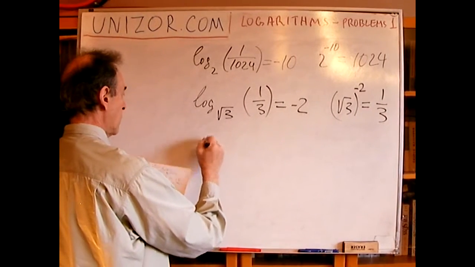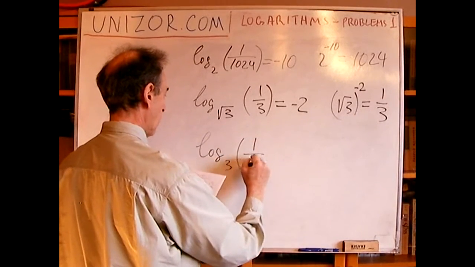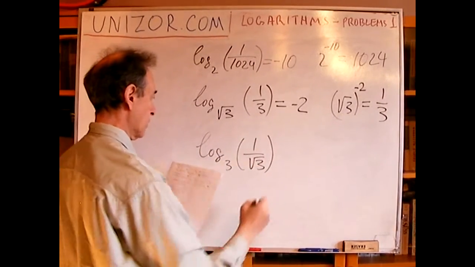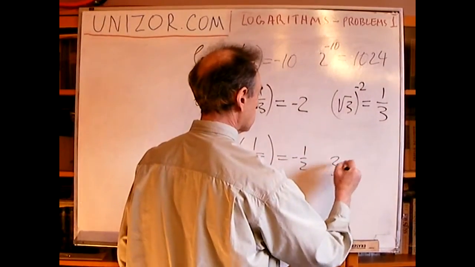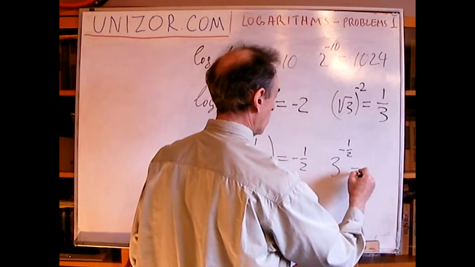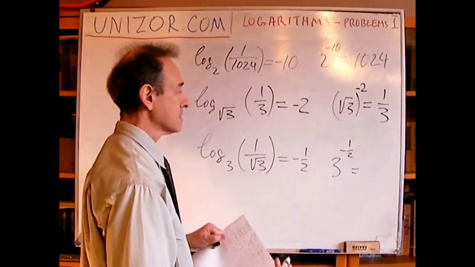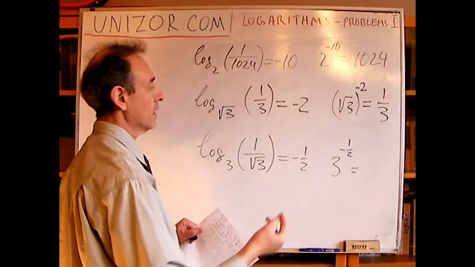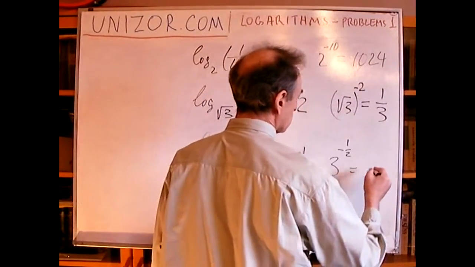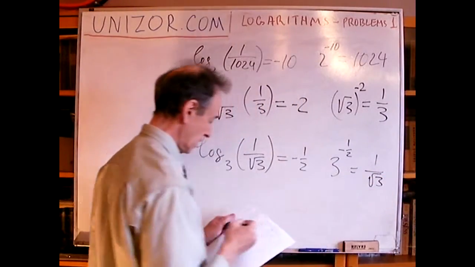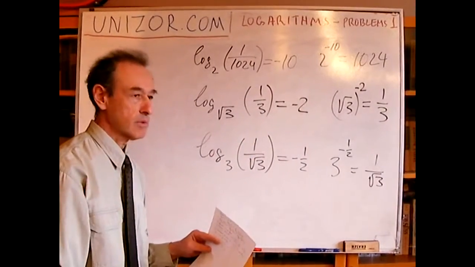And the last one in this series, log base 3 of 1 over square root of 3 is equal to -1/2. Well, let's do this. 3 to the power -1/2. What is it? Well, 3 to the power of -1 would be 1/3, and then 1/2 means square root. So it will be square root of 1/3, which is 1 over square root of 3. So these two forms are completely equivalent to each other.